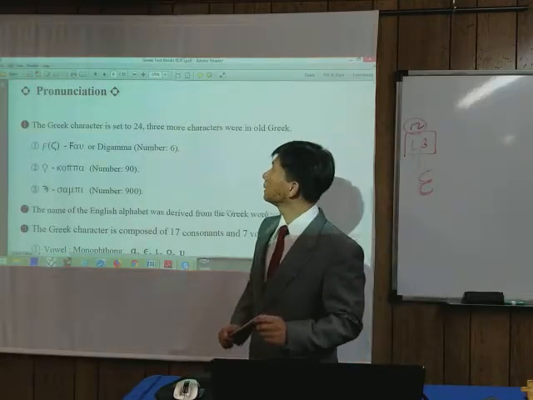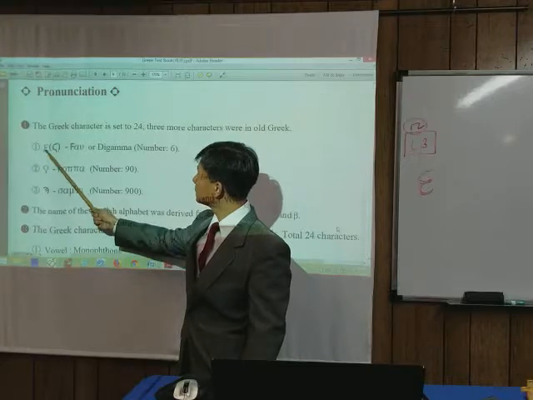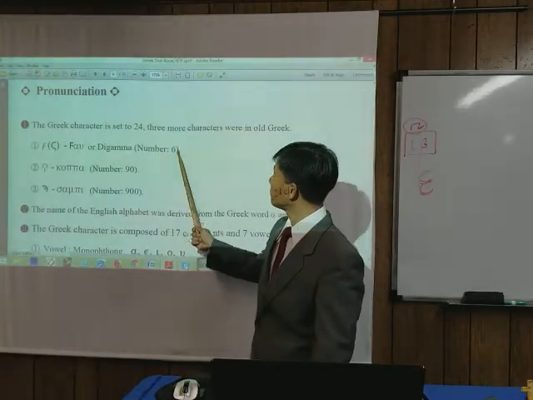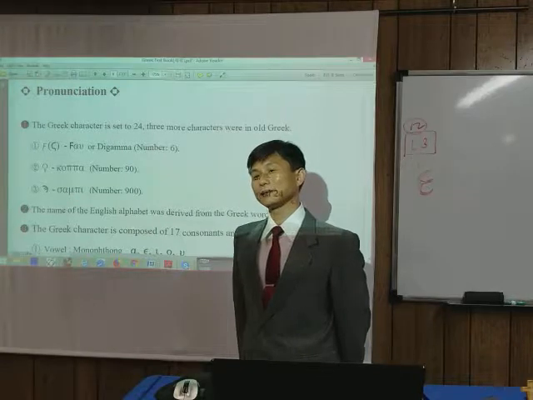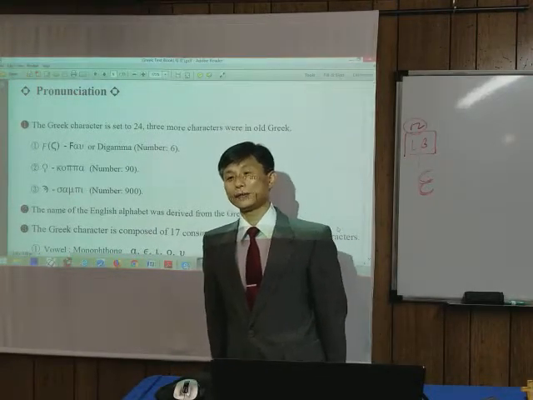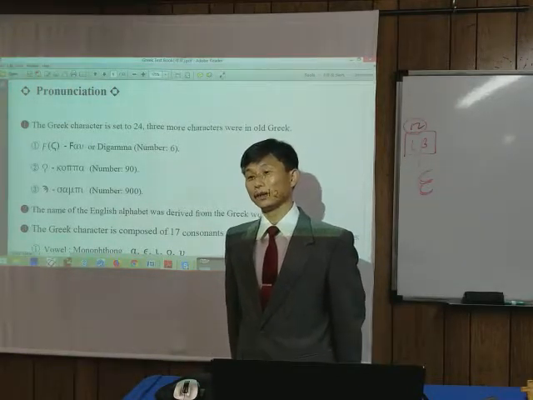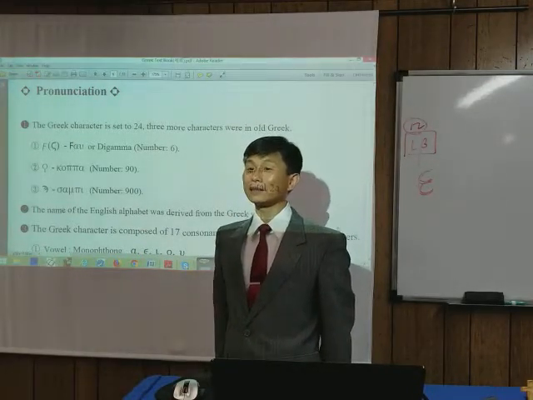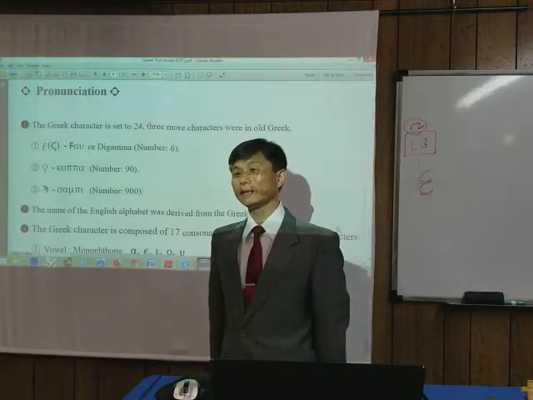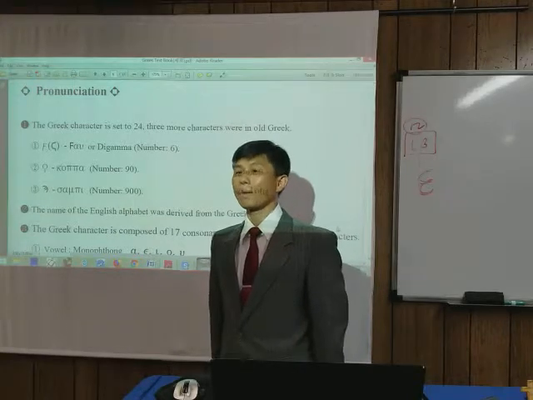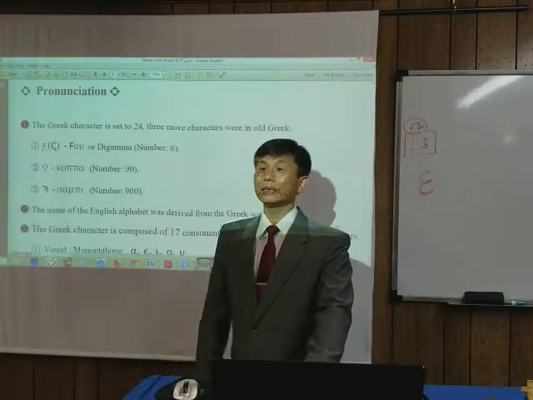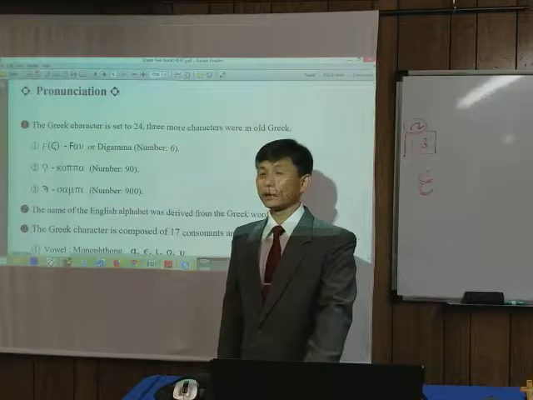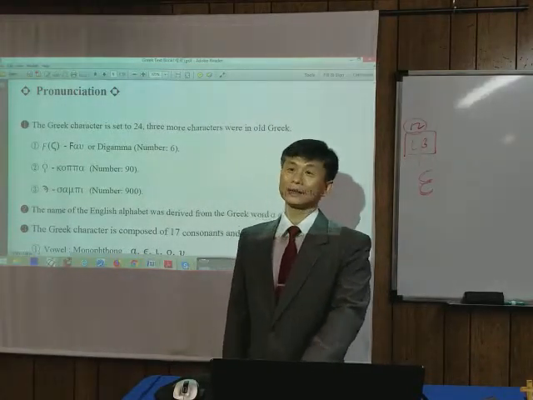The first one, the shape is this, okay, or this. And then the name is Vau or Digamma. This is the one that is missing number 6. That's why in Revelation chapter 13, like I just mentioned, 666, the number of the beast, we shouldn't understand that number as a number concept. Okay? We have to understand that biblical concept, and at the same time, all numbers we have to understand not as a numbering concept but as meaning concept.